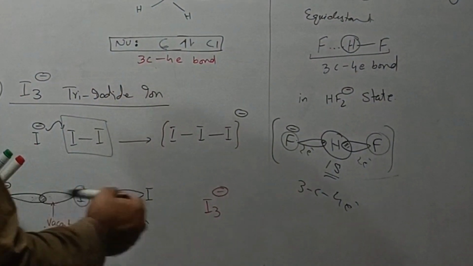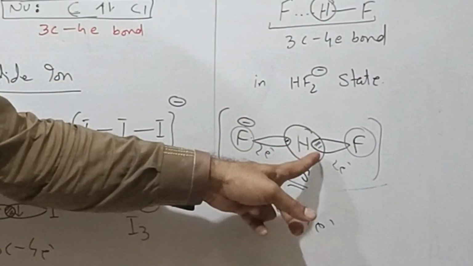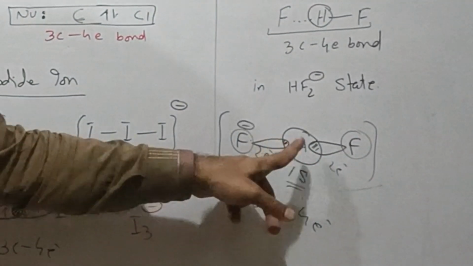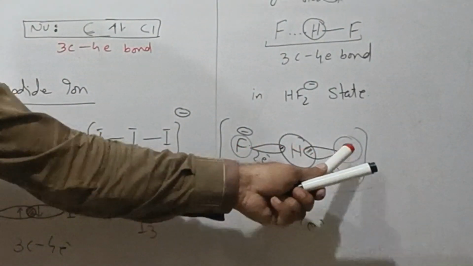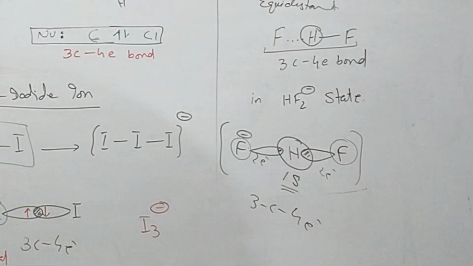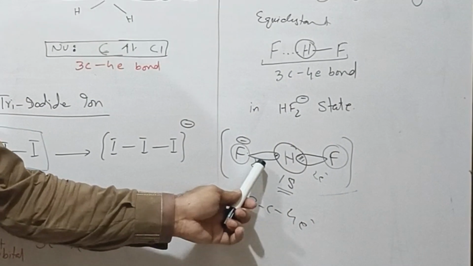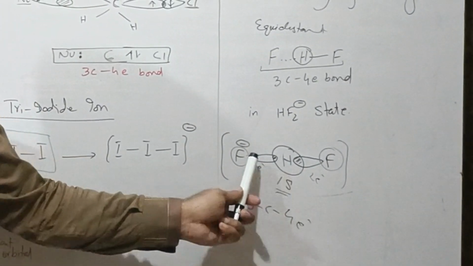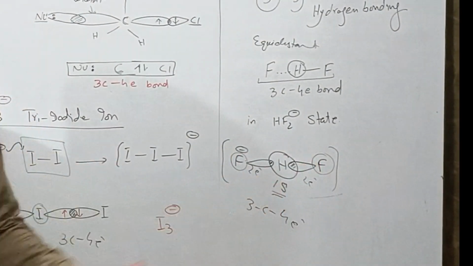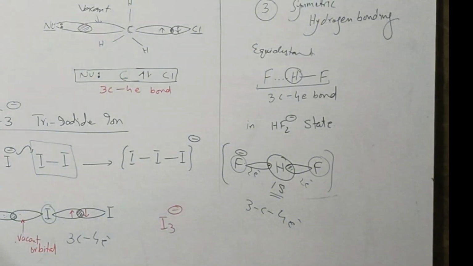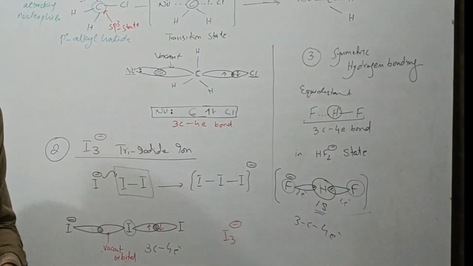The question arises that hydrogen has only a 1s orbital. So how can a 1s orbital accommodate 4 electrons? The answer to this question is that fluorine is a highly electronegative element. Due to its electronegativity, the quantitative measure of the shared electrons between hydrogen and fluorine can easily be explained on the basis of the high electronegativity of the fluorine atom. So on the basis of this concept, we can explain symmetric hydrogen bonding.